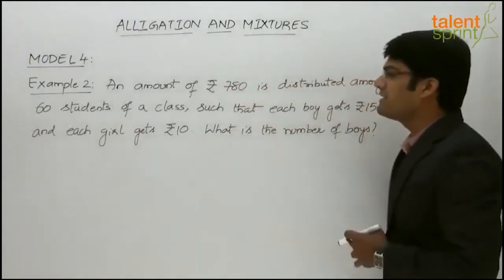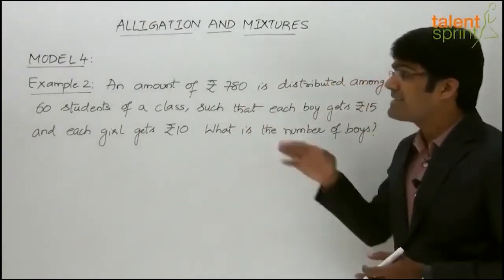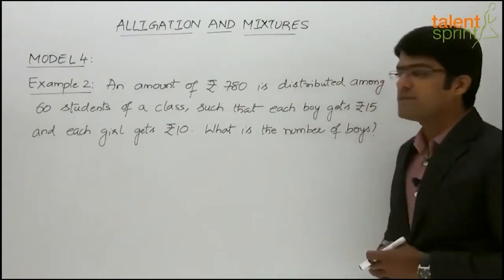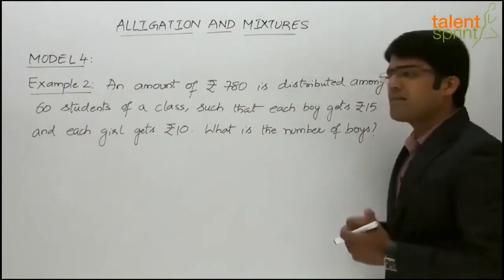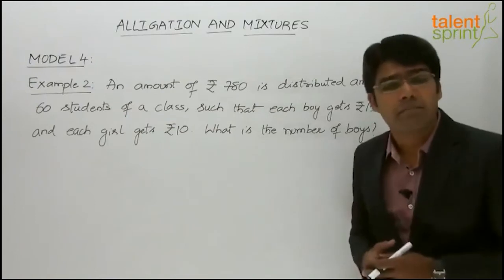The question here is, an amount of rupees 780 is distributed among 60 students of a class such that each boy gets rupees 15 and each girl gets rupees 10. What is the number of boys? Now this question again is similar to what we have seen in example 1, right?